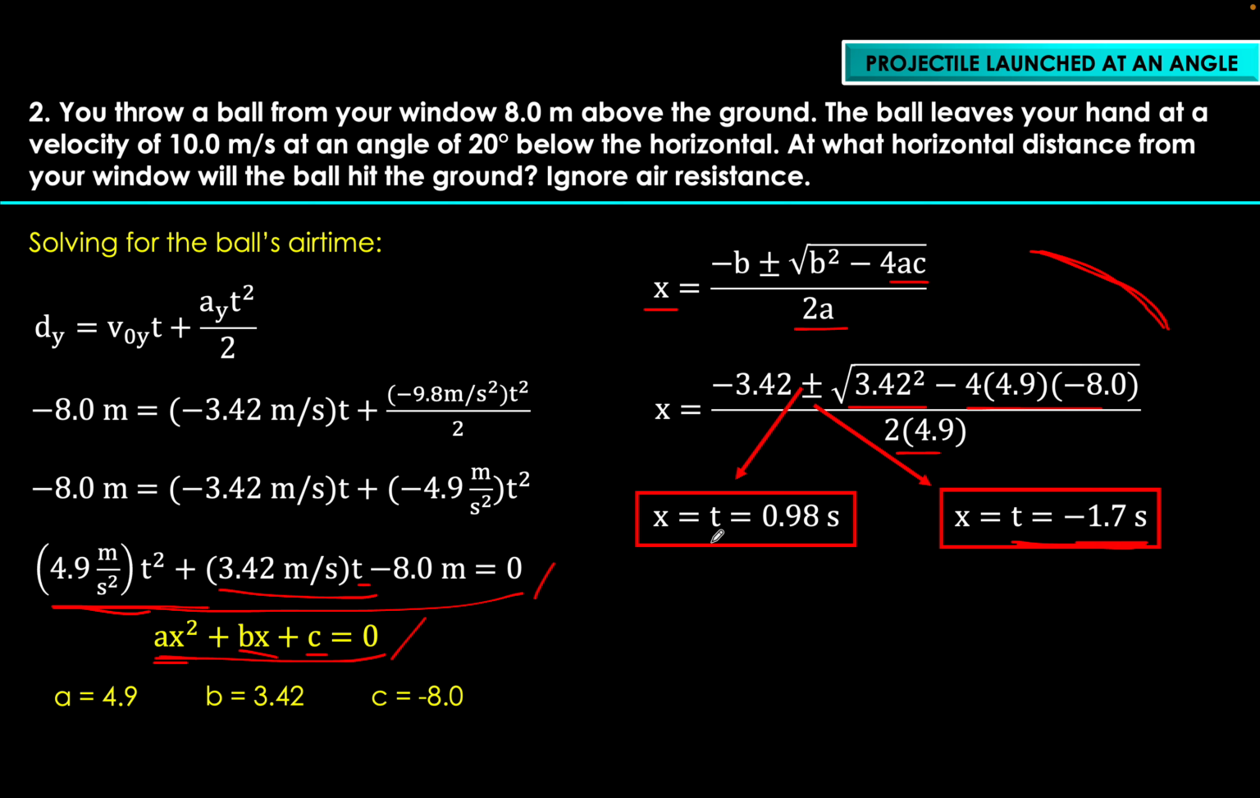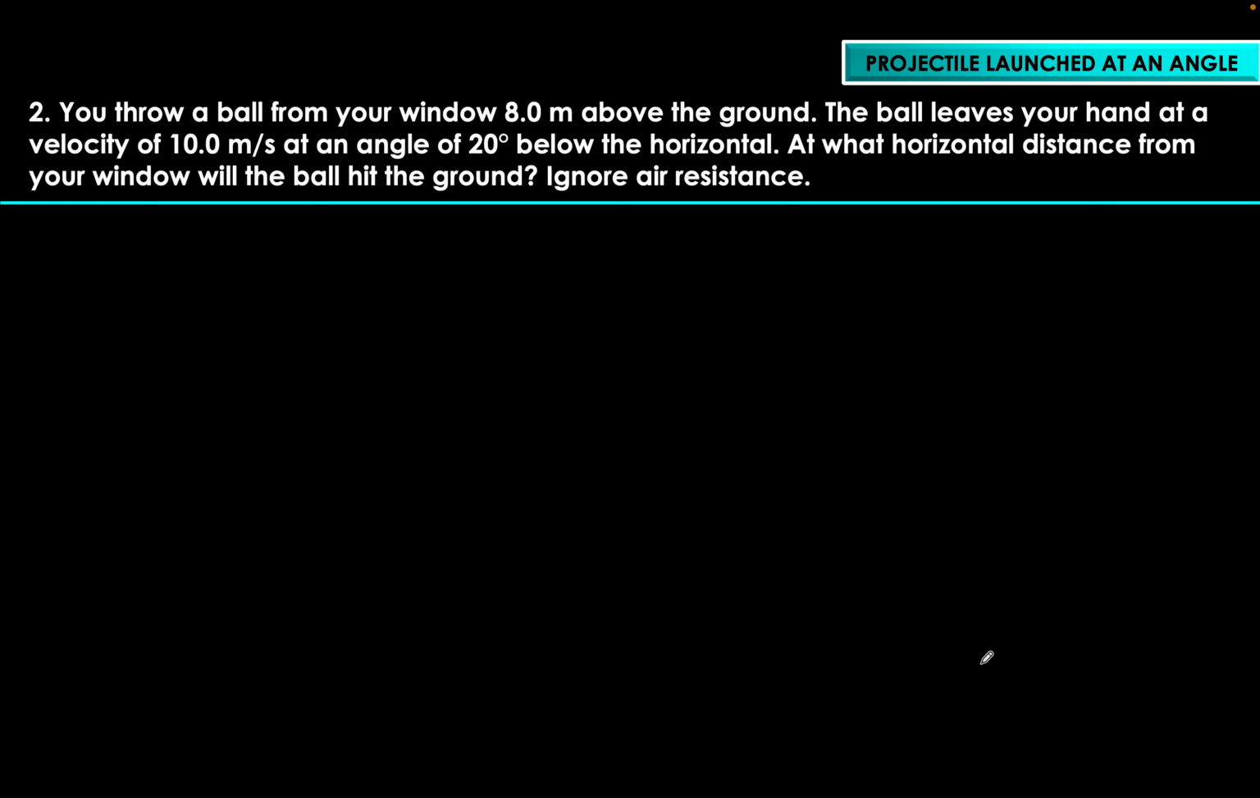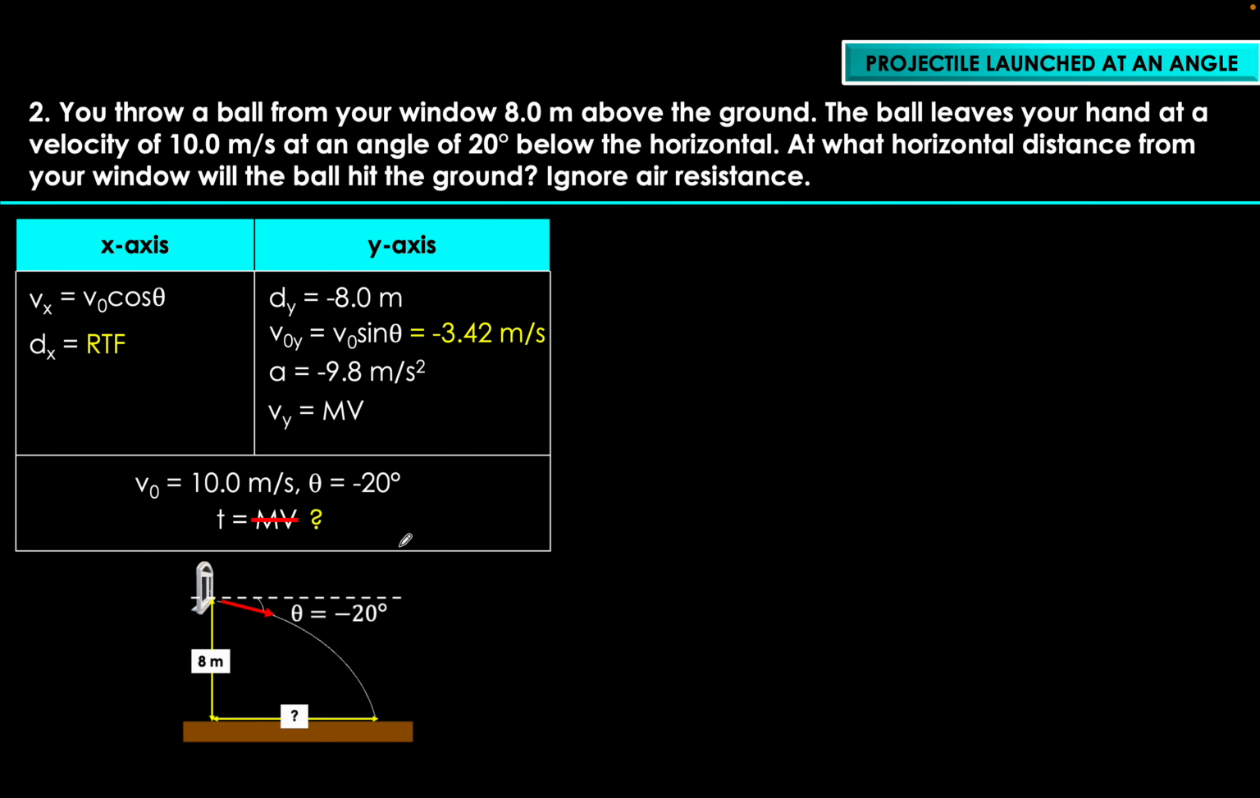So the time that we are going to consider to be correct or applicable in this case is the positive answer. So that's 0.98 seconds. And that means to say that that is the total airtime of the ball while it is flying in the air. So that's it. Let's write it down. So that's 0.98 seconds for the time.